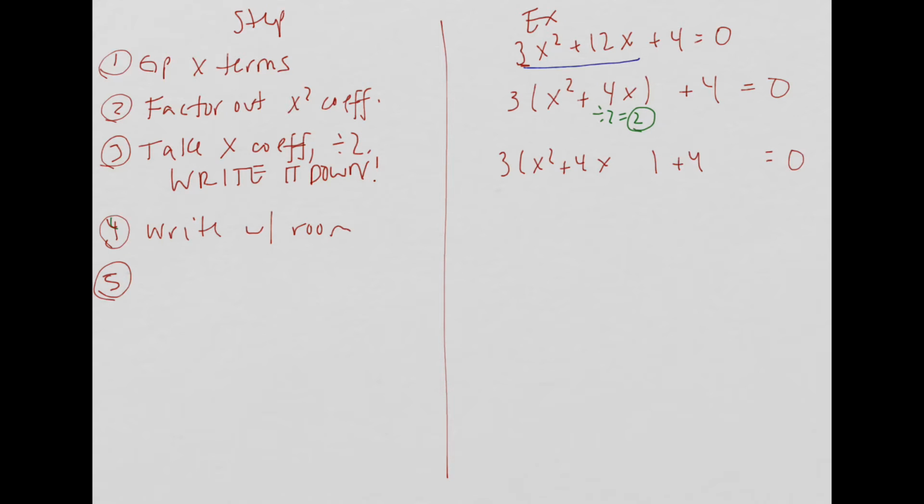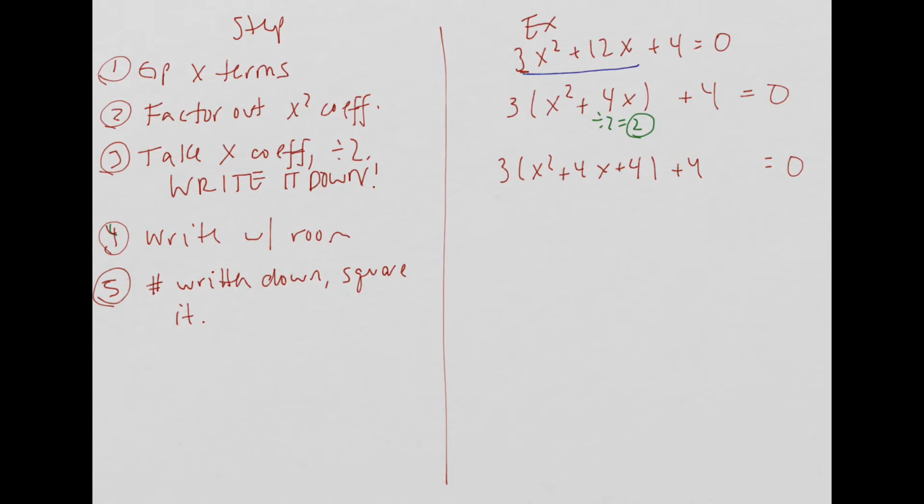Take the number that you wrote down, so take the number written down, and you're going to square it. So the number I wrote down was a 2, so if I square it, that gives me a 4. Maybe I'll put this in a different color, so I put a 4 right there.